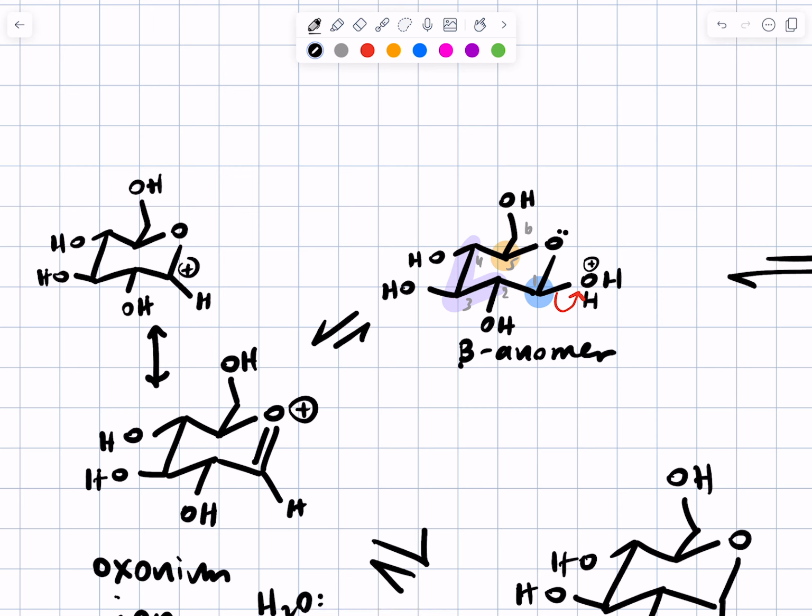Why? Because those two products that you're seeing as different are actually not different products. They're resonance structures of each other. Do you see how the only difference between this and this is the electrons on the oxygen? Those are resonance structures.